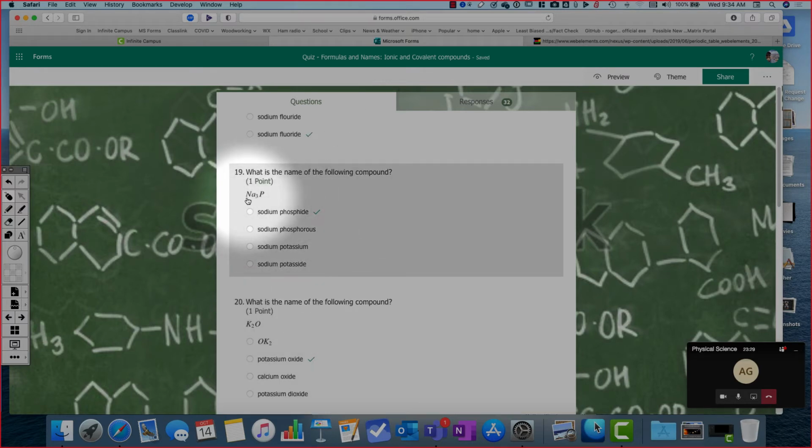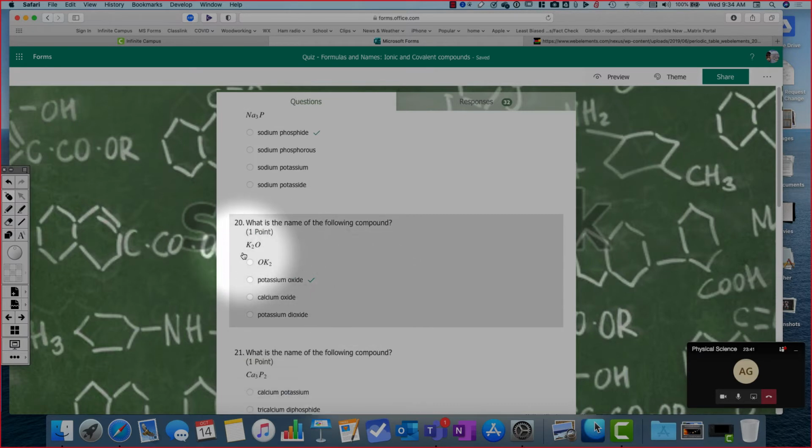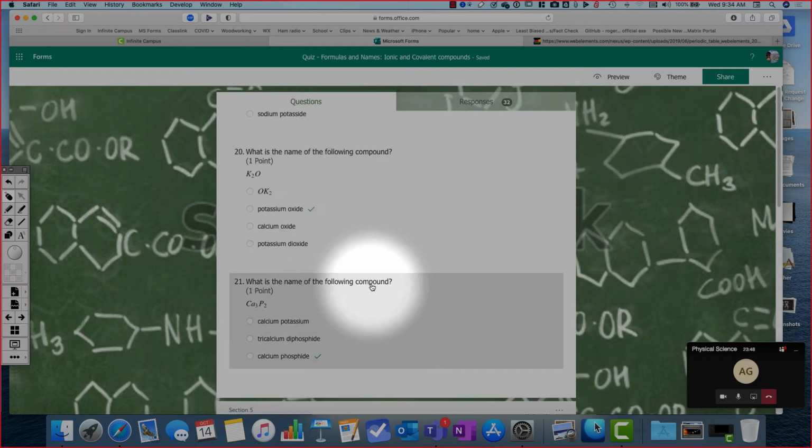Na3P is sodium, and P is phosphorus, so it becomes phosphide. Notice there is no prefix involved because we're using ionic rules. K2O, K is potassium, O is oxygen, so it's potassium oxide.